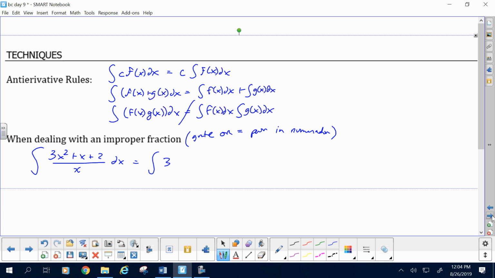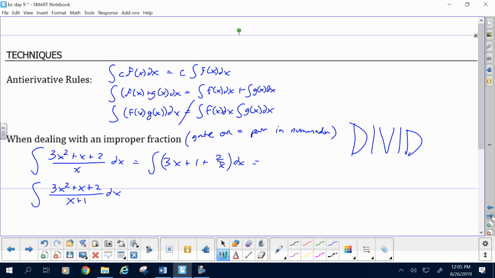Separate them, yeah. So 3x plus 1 plus 2 over x dx, and then you integrate term by term, yeah? Now that usually goes fine, and I think our textbook did do that, but what if you have something like this? What must you do? Okay, put off to the side, divide first.